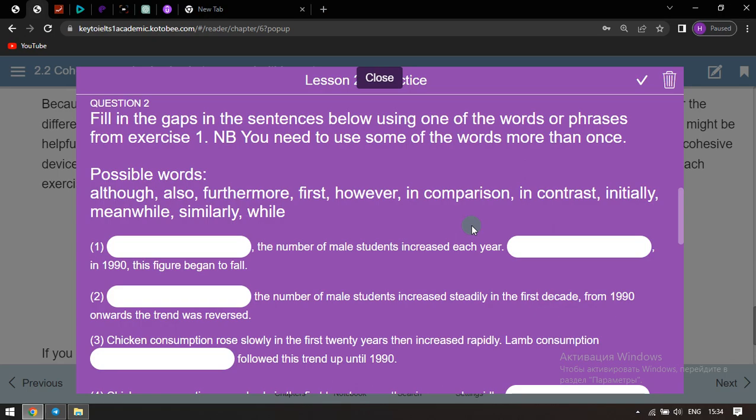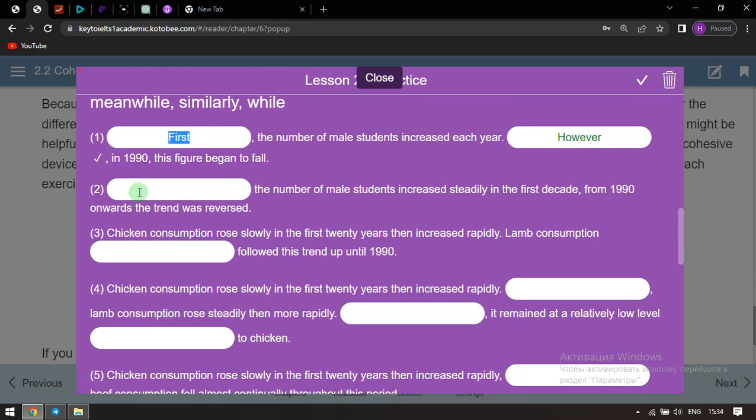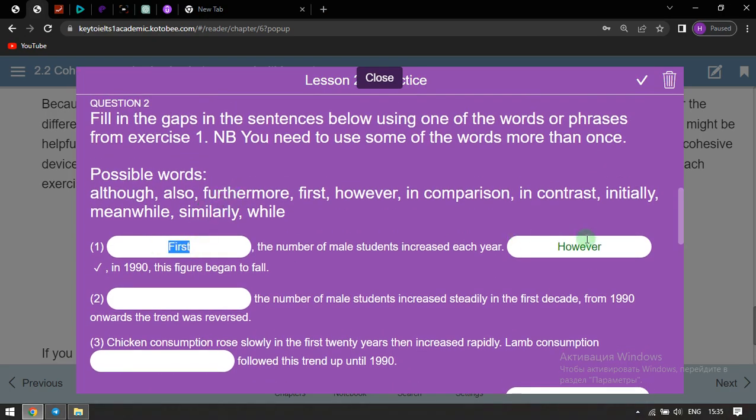The number of male students increased each year, and this figure began to fall. Okay, first, the number of students, right? The number of male students increased each year. This figure began to fall. However, do we have however? Yes, however. Okay, first is wrong. Birinchi nimada bo'lib keyin o'zgargan bo'lsa, initially da. Initially.